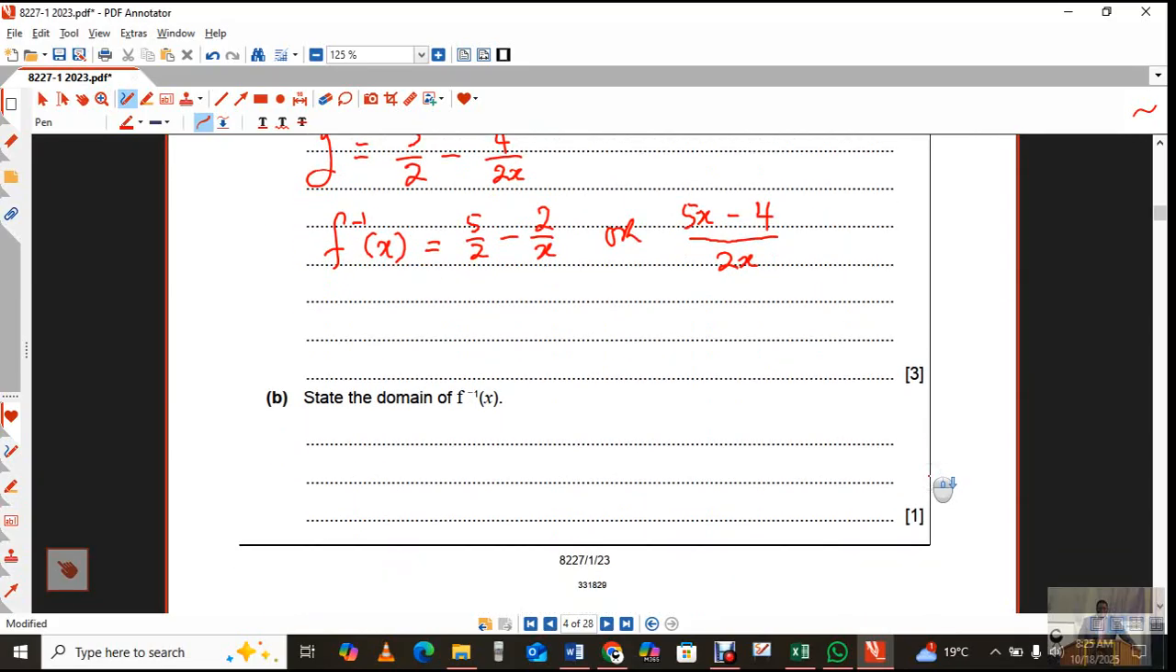Then they ask you what is the domain of this function. Now it's very clear. It's anything, however, there is a condition because you have a denominator there. So x should not equal 0, because if x is equal to 0, this is not going to be possible. So the domain, you can write it in this notation as x such that x is not equal to 0. So that is going to be the domain.